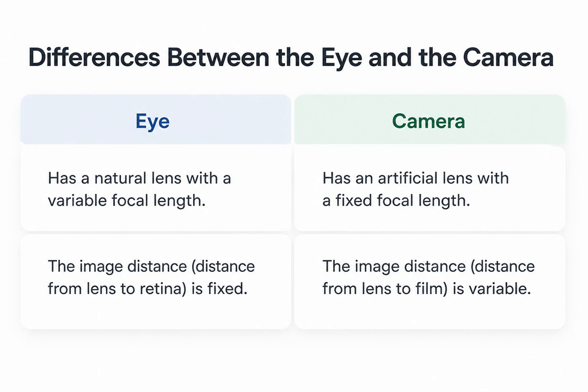Despite their similarities, there are fundamental differences in how they achieve focus. The human eye has a natural, flexible lens with a variable focal length. Because the eyeball cannot change its size, the image distance, the distance from the lens to the retina, is entirely fixed. To focus on objects at different distances, the eye changes the shape of its lens. A camera, on the other hand, uses glass lenses with a fixed focal length. To focus on objects at different distances, the camera must physically move the lens, meaning the image distance is variable.